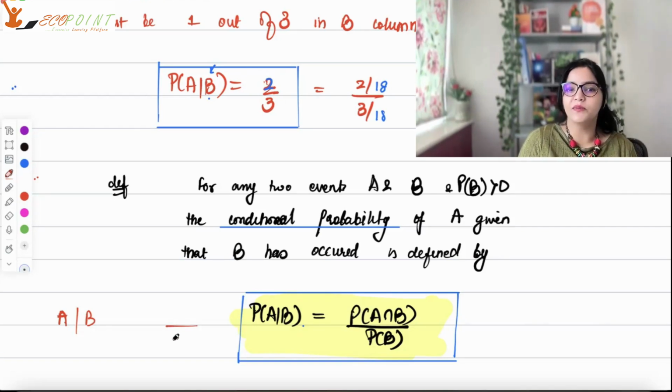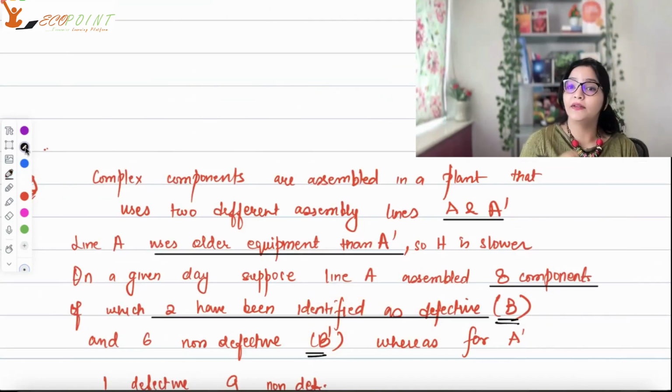So your sample space becomes B and your favorable case is A, right? But it's A when B has occurred. So that is the probability of the intersection. That is why you have intersection here. Herein I took the help of an example. Complex components are assembled in a plant that uses two different assembly lines, A and A complement. Line A uses older equipment than A dash.